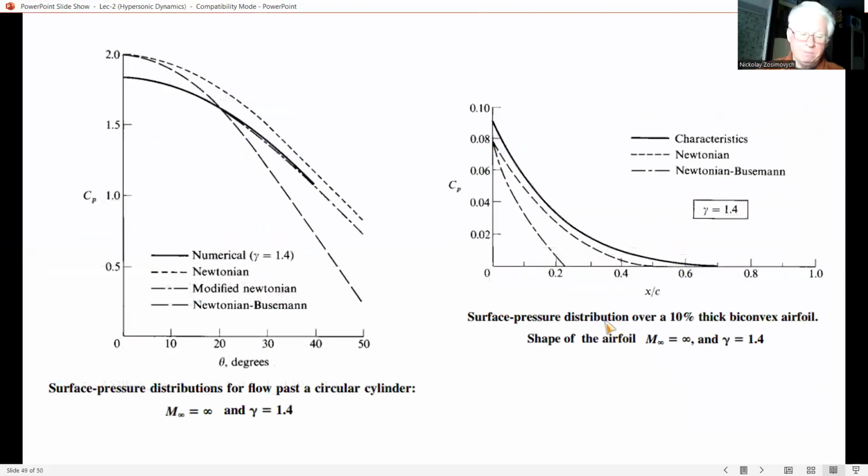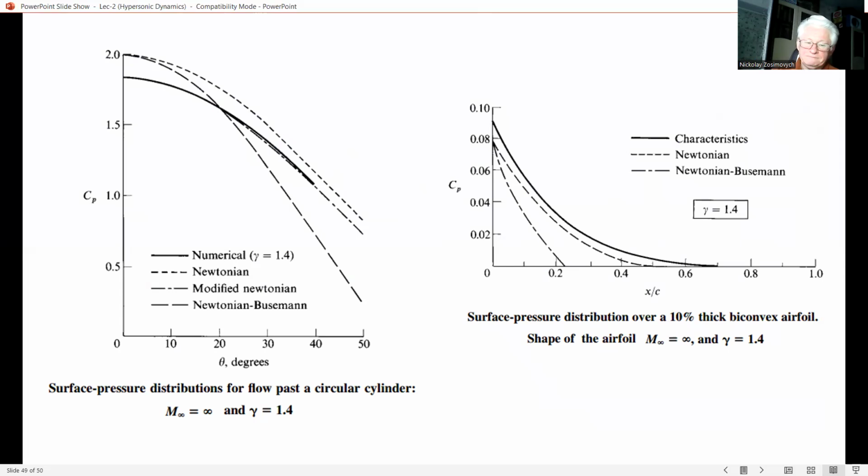For flow over a blunt body, the centrifugal correction actually makes things worse. For example, the left figure shows predictions for the pressure coefficient over a circular cylinder based on all three types of Newtonian flow: Newtonian, modified Newtonian, and Newtonian-Busemann. These results are compared with an exact numerical calculation carried out by Van Dyke.